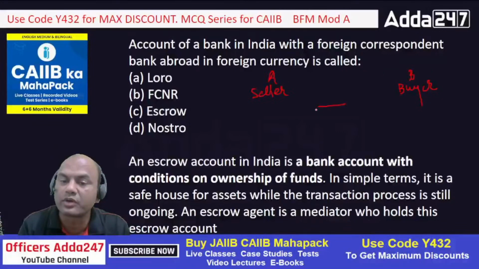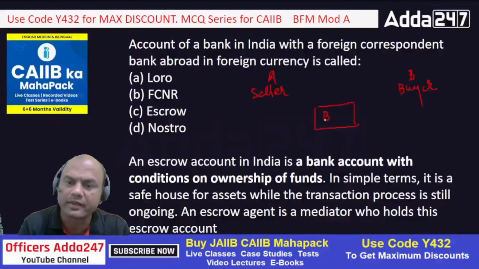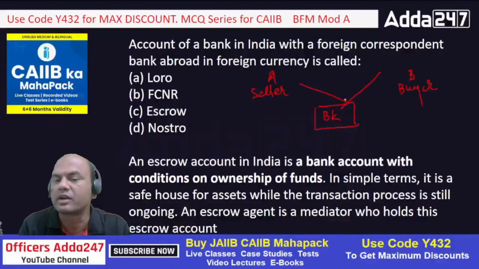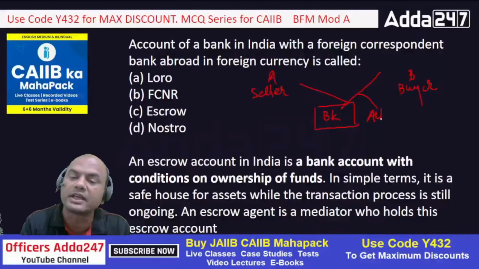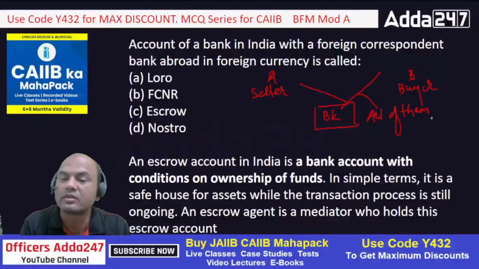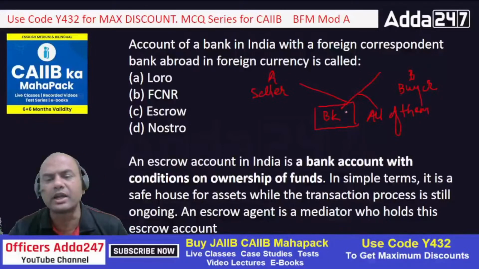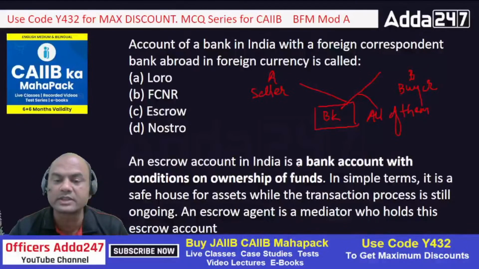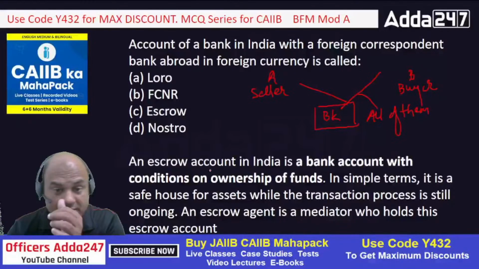They open a joint account in a third bank, let's say XYZ bank. This account will have joint signing authority, meaning it can't be withdrawn by a single person. It's similar to a joint account with all of them as the signing authority. So that's why it is said to be a bank account with conditions on ownership of funds.